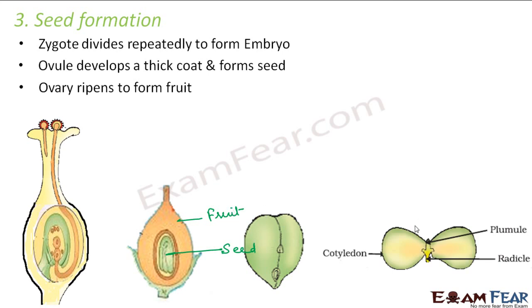And if you look at the structure inside the seed, it will have a small plumule which will later become the shoot. It will have a small radicle which will later become the roots, and it will have the cotyledons which will decide the structure of the leaves of the plant. So this is how seed formation takes place. And the last step is germination.